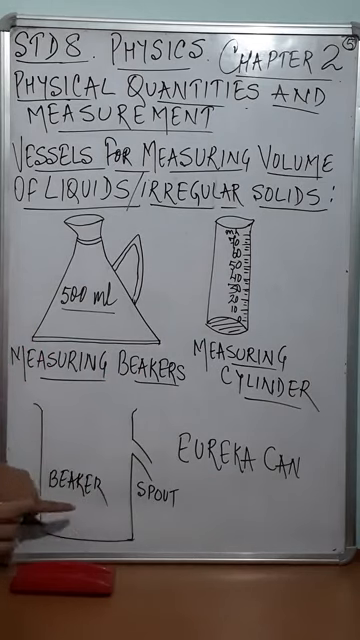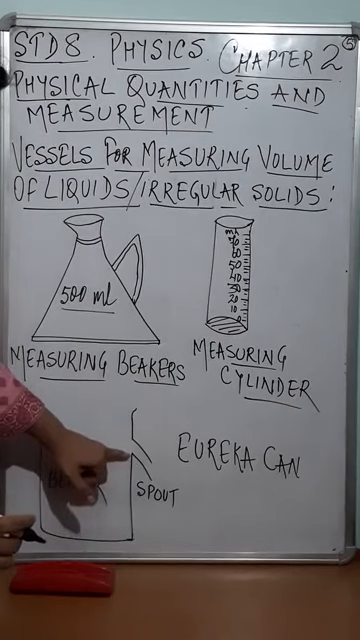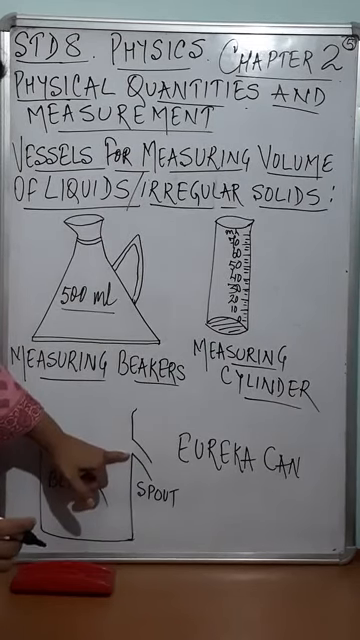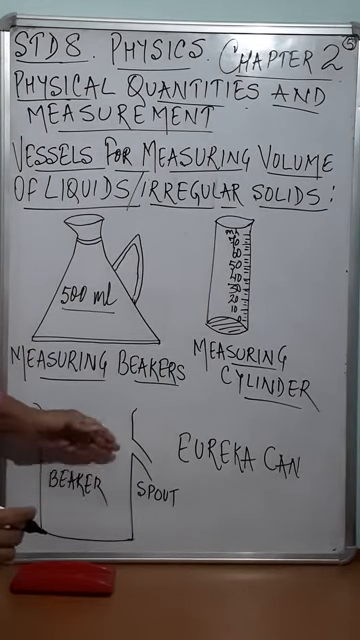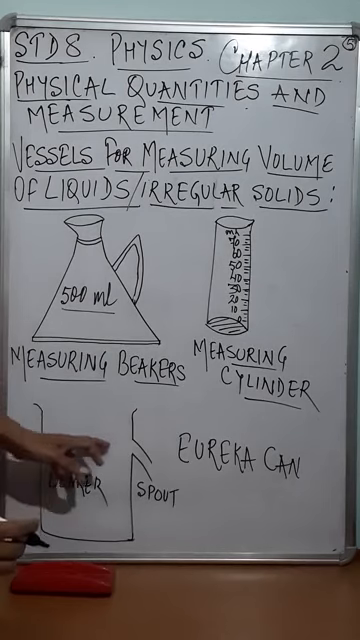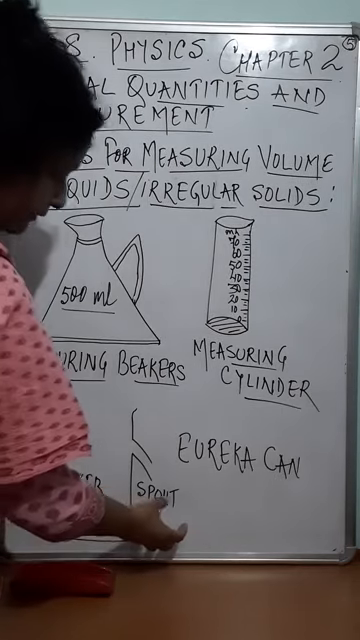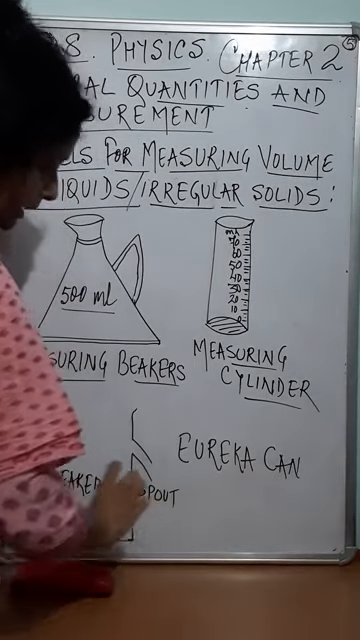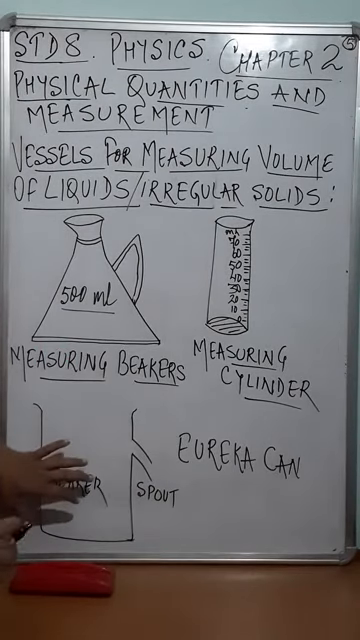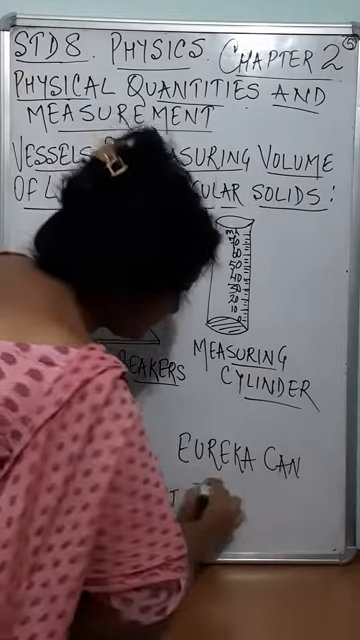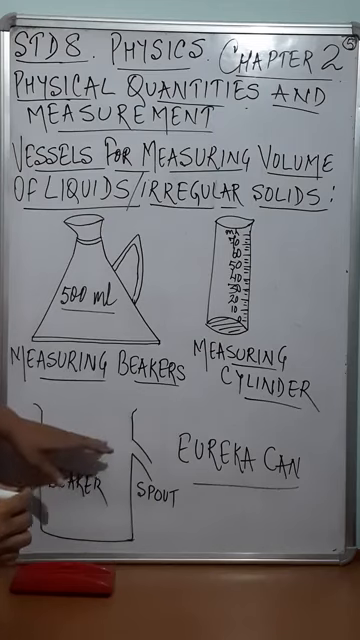The eureka can is used again if we fill water up to the level of the spout, the lower level, okay, and then immerse a solid into the can. What will happen? Excess water will pour out through the spout and can be collected into another beaker. The excess water which is collected in the other beaker gives the volume of the irregular solid which is immersed into the can. So that is how we use a eureka can for measuring the volume of irregular solids.